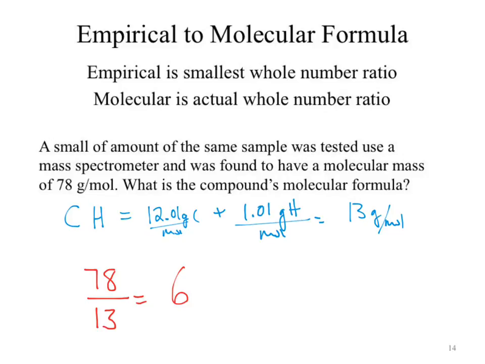Our last step was what? Take our empirical formula and multiply everything by the whole number we just got, and we end up with C6. C6H6, look at that, full circle. Almost literally, because benzene is the shape of a circle. There's our empirical to molecular formula.